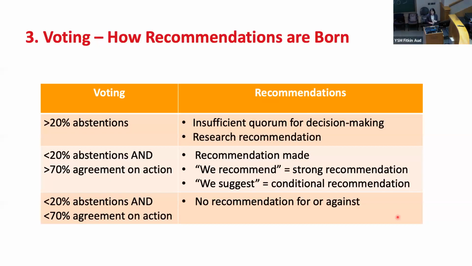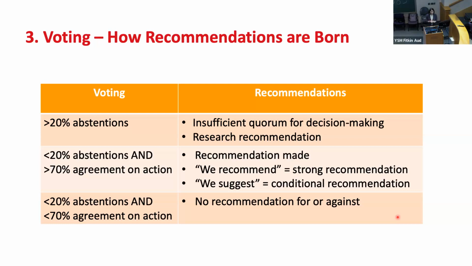So the third part is voting. Recommendations are born in the guidelines using a voting system, and this was what was used in the 2022 IPF and PPF guideline. Basically, if there's a committee and everybody gets to vote, if over 20% abstain, then there's insufficient quorum and a research recommendation is made. If less than 20% abstain and greater than 70% agree, then a recommendation is made, either a strong recommendation or a conditional recommendation based on the quality of evidence and the strength.